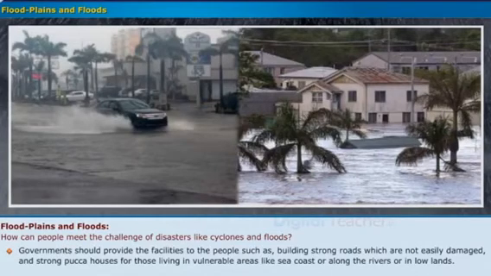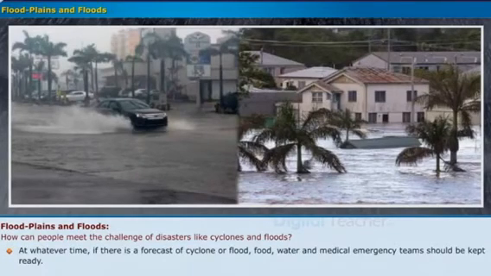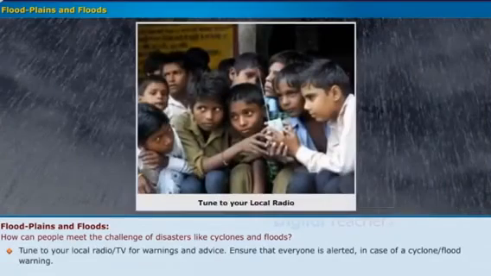Government should provide the facilities to the people such as building strong roads which are not easily damaged and strong pucca houses for those living in vulnerable areas like seacoast or along the rivers or in lowlands. At whatever time, if there is a forecast of cyclone or flood, food, water and medical emergency teams should be kept ready. How can the people prepare for disasters?